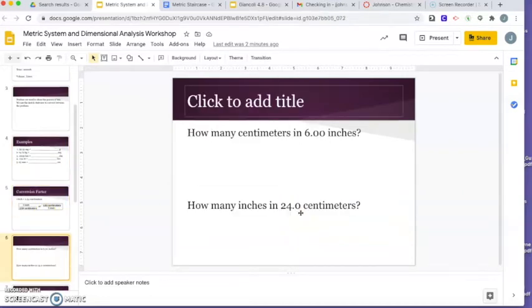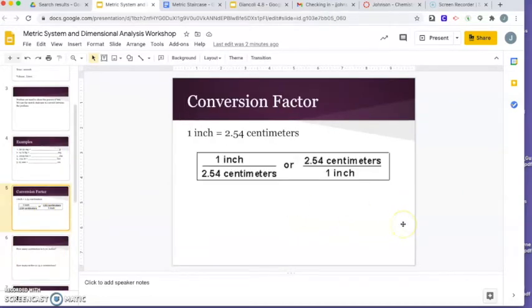All right, so now we have conversion factors. A conversion factor is anything that's an equality. So for example, 1 inch equals 2.54 centimeters, which means we can say 1 inch divided by 2.54 or 2.54 divided by 1 inch. Now why can we do that? If they're equal, it's like saying two numbers are equal. So 3 equals 3, so 3 divided by 3 equals 1. So if 1 inch is equal to 2.54 centimeters, 1 inch divided by 2.54 centimeters is also equal to 1.